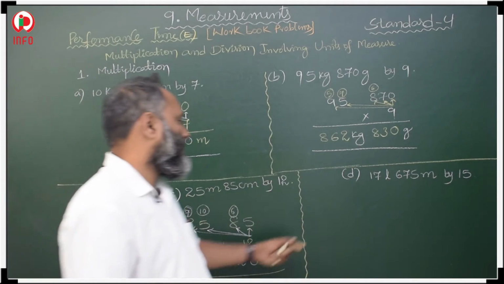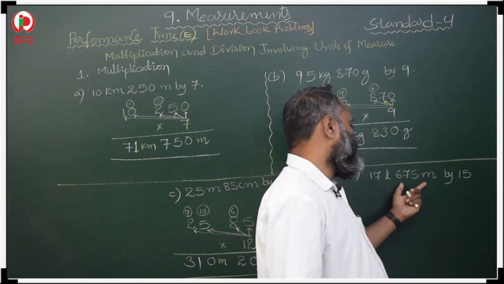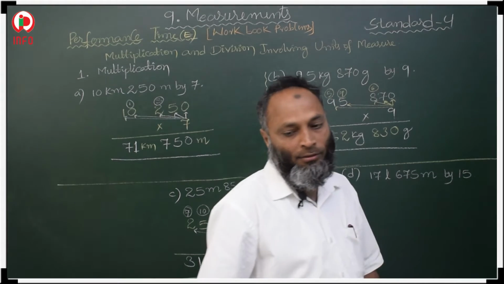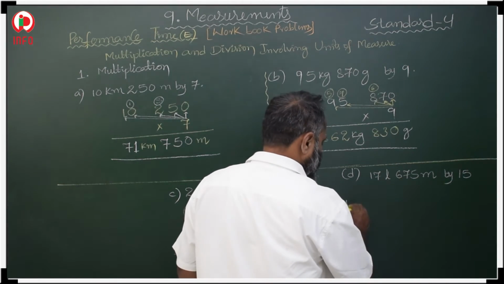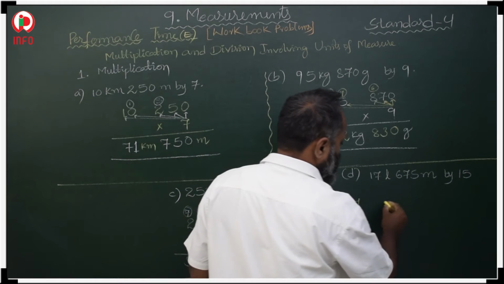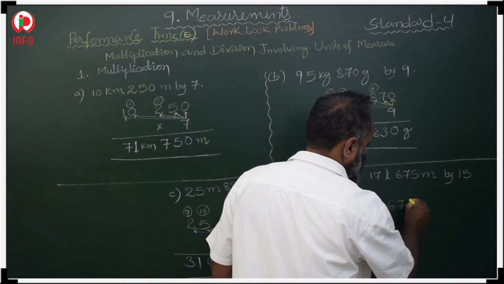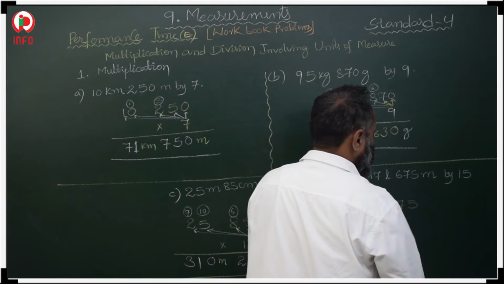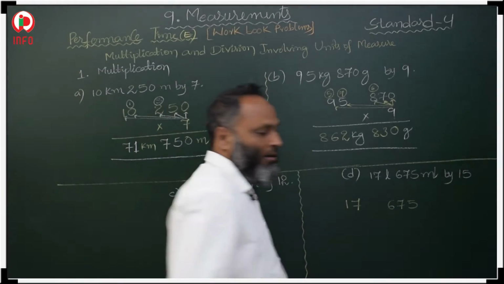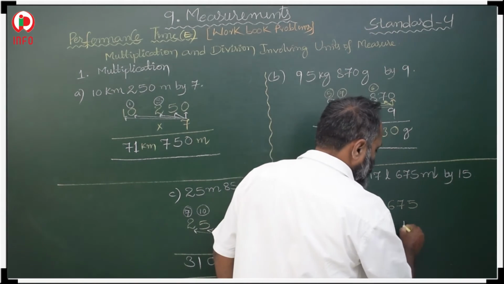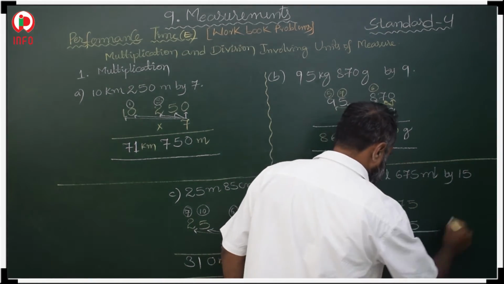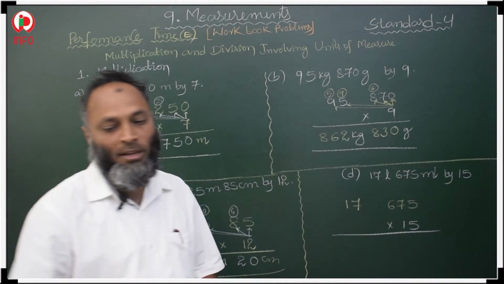Now, 17 liters 675 milliliters, multiply by 15. Now, 17 liters and leave some space, 675 milliliters. Here milliliters. Okay. Now, this multiply with 15. Now, multiply with 15 directly.